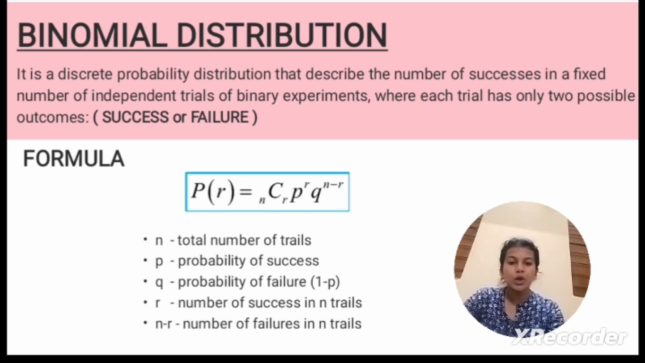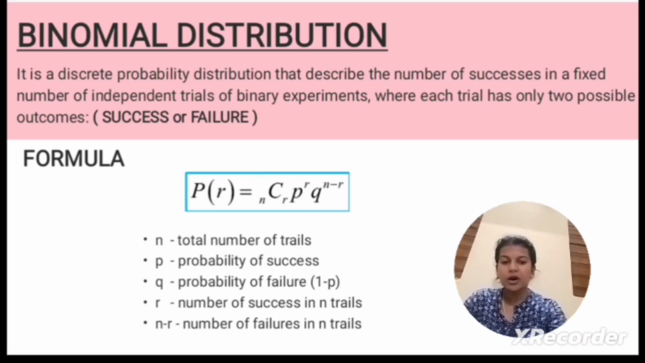binary experiments where each trial has only two possible outcomes, either success or failure. The formula for the binomial distribution is P(r) = nCr p^r q^(n-r), where n is the total number of trials, p is the probability of success, q is the probability of failure, where q equals 1 minus p, r is the number of successes in n trials, and n minus r is the number of failures in n trials.